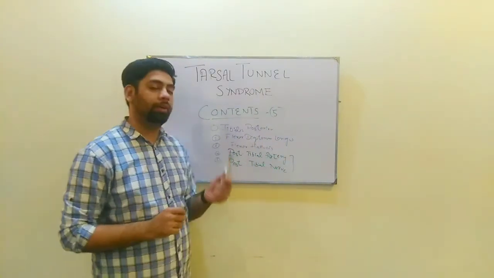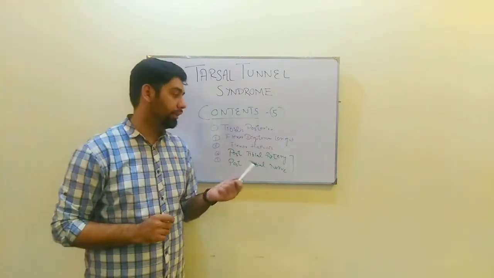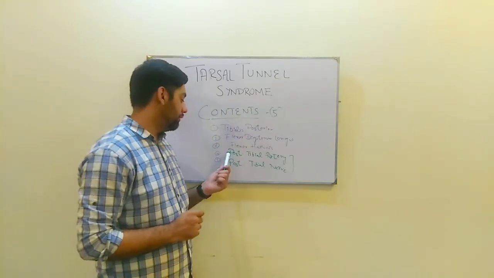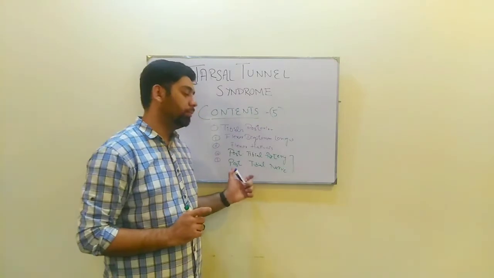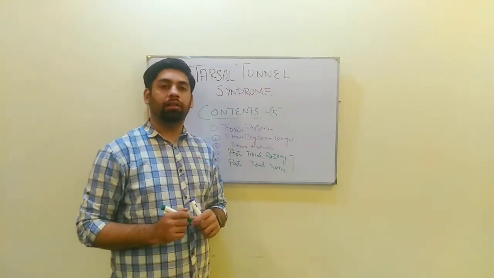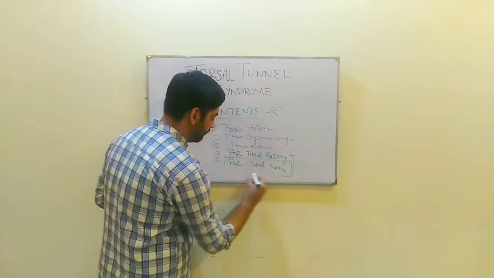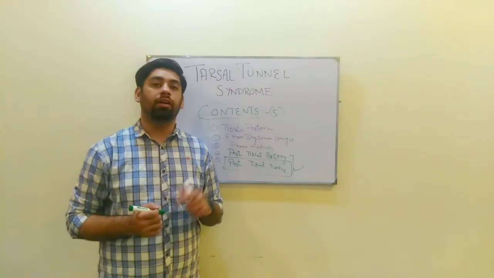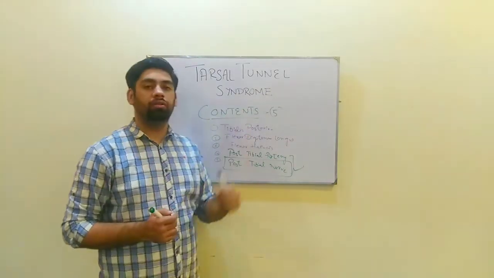The first one is the tibialis posterior tendon. The second one is the flexor digitorum tendon. The third one is the flexor hallucis. The fourth and fifth ones are the posterior tibial artery and the posterior tibial nerve. In tarsal tunnel syndrome, we are mainly concerned with the posterior tibial nerve. Alright, it is the compression of the posterior tibial nerve in the tarsal tunnel which in turn causes tarsal tunnel syndrome.